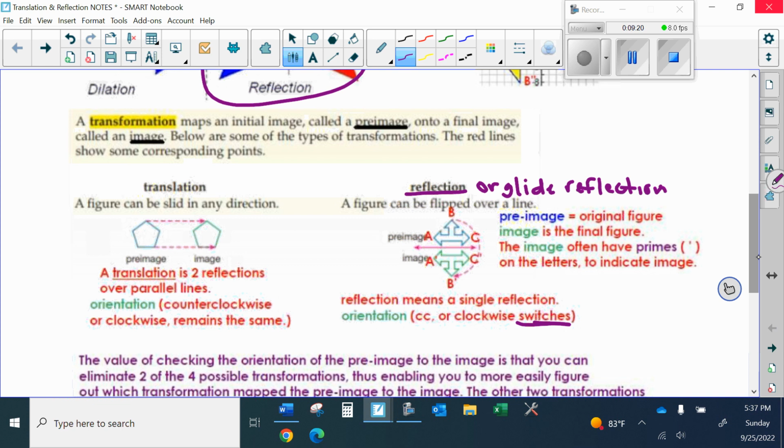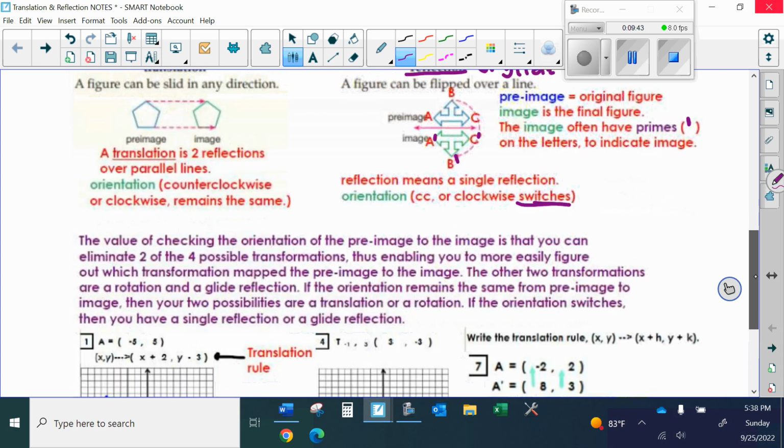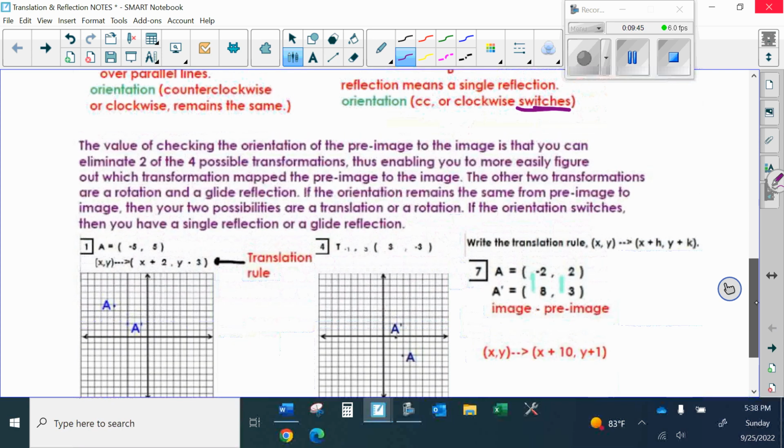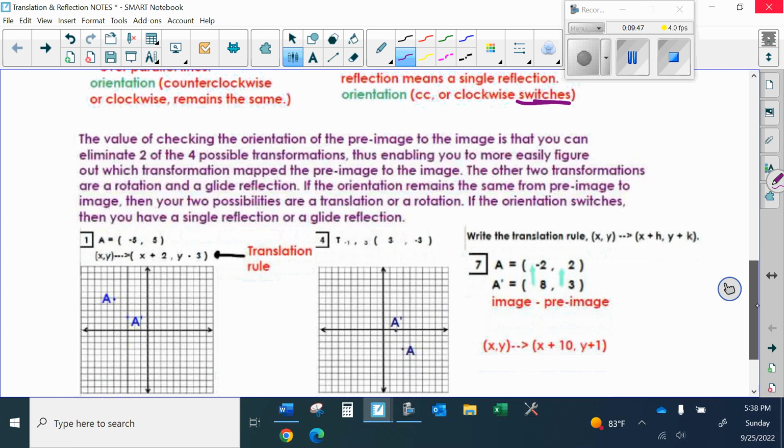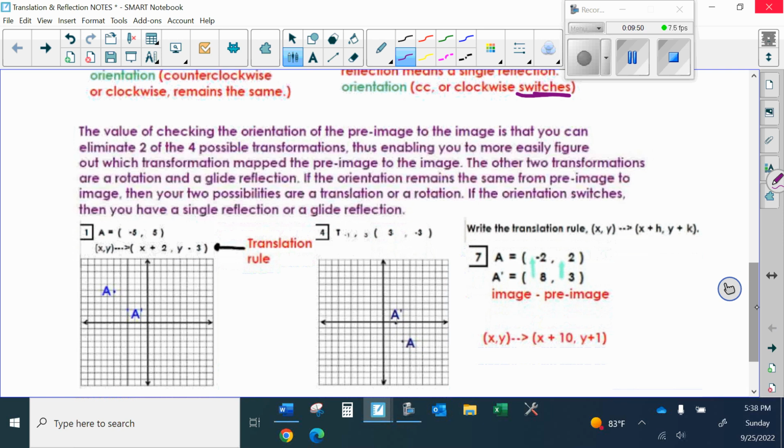Don't forget, the image has those primes with it. The pre-image does not have the primes with it at all. So here I can see a prime, and a prime. So this is the image down here. No primes up there on the pre-image. So they don't have to tell me which is the pre-image and image. If I see one with primes and one without, I know the one without is the pre-image, the original picture. The image has the primes on it. Okay, that's just vocabulary.